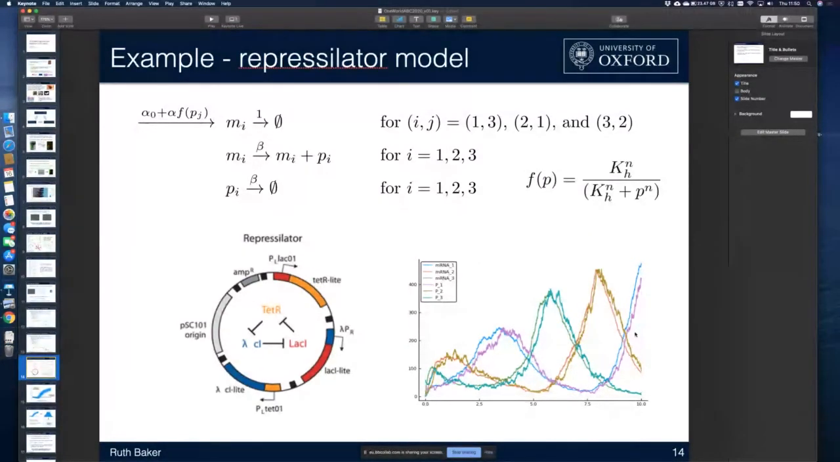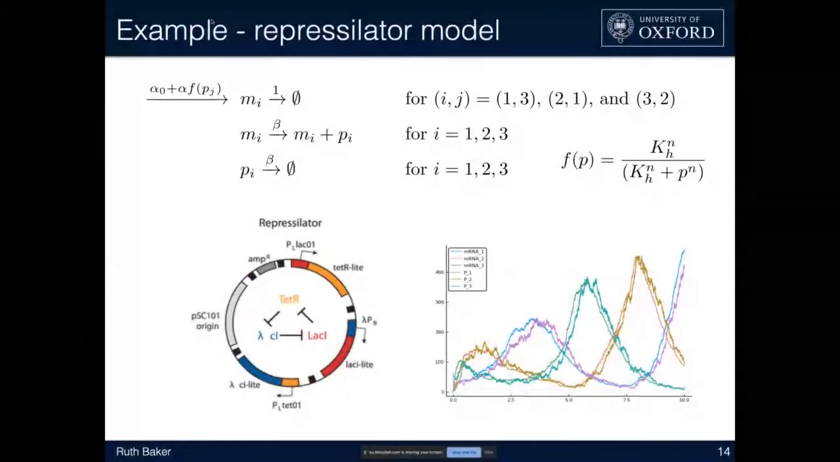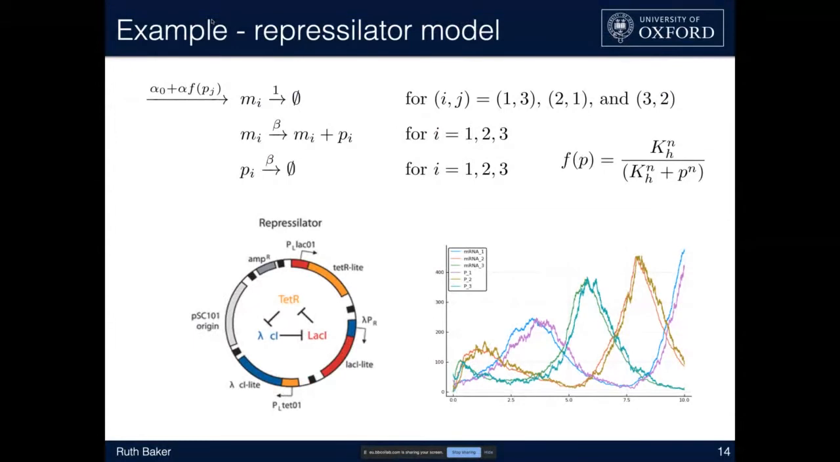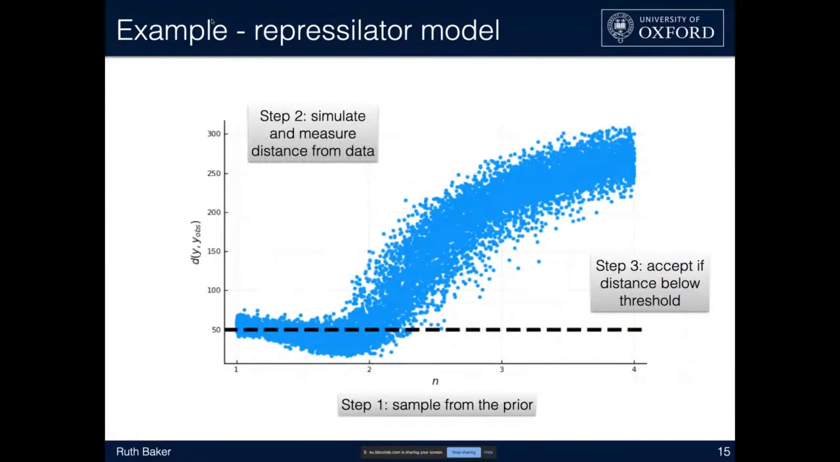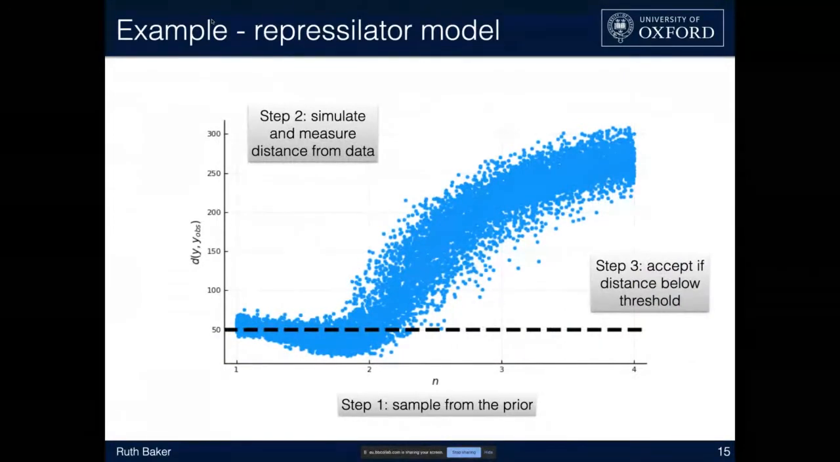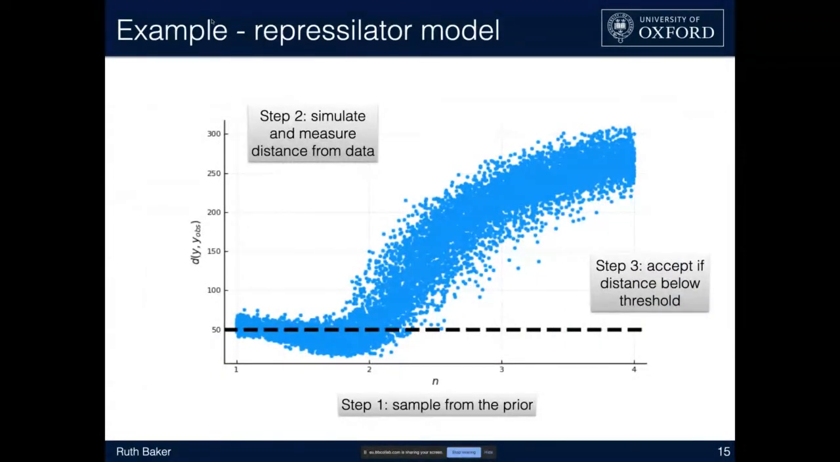As our simple example, what we wanted to do was to estimate the parameter n, which is the Hill coefficient of the repression function. We're going to do that by taking some data like you can see in the bottom right-hand corner. Under the ABC rejection sampling approach, we're going to sample from the prior on n.